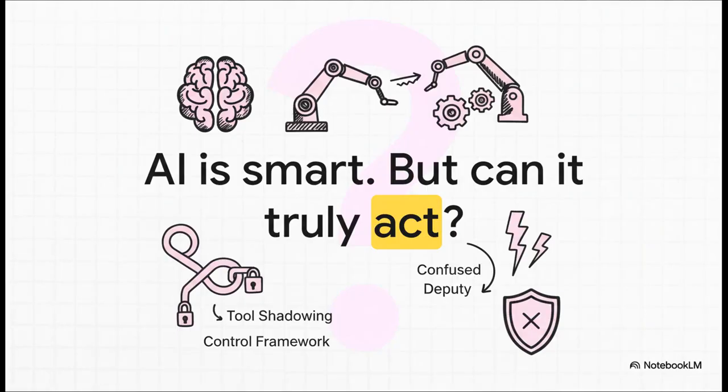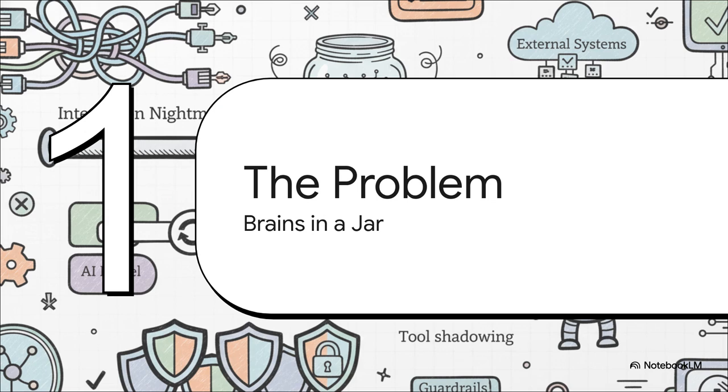So, we all know AI models are incredibly smart, right? I mean, they can write code, they can ace exams, they can even write poetry that's not half bad. But what good is all that brainpower if it's trapped? The real question is, can it actually do anything? And that, right there, is the fundamental problem.